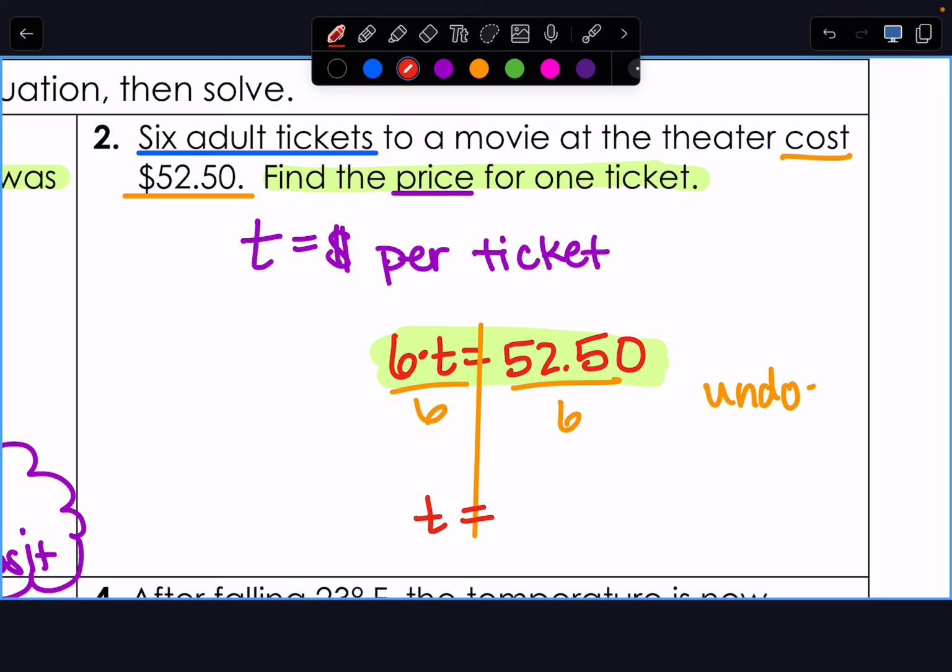Some of you grabbed a calculator. 52.5 divided by 6. Elaine, what you got? 8.75. Now, not always do we love having decimal answers, but does it make sense in this case?